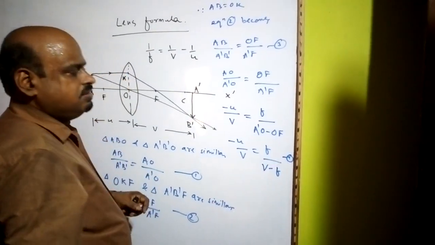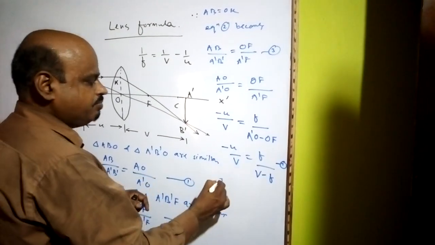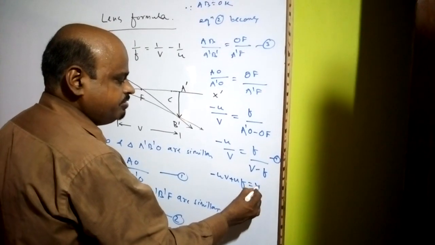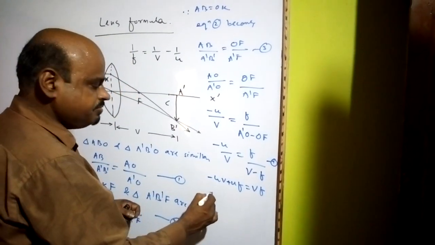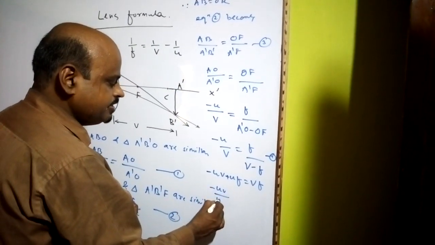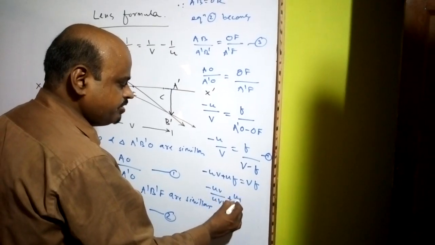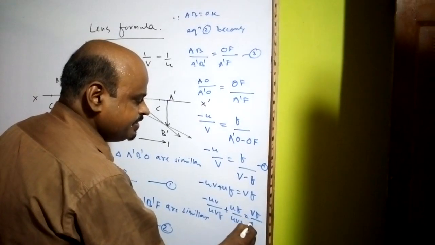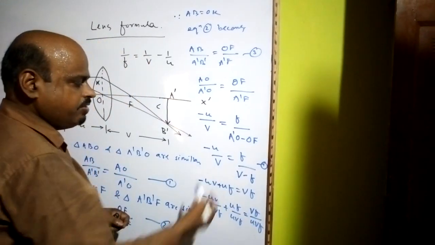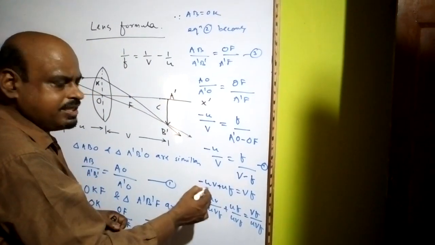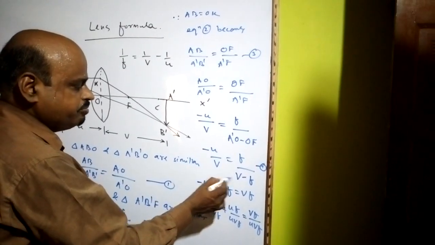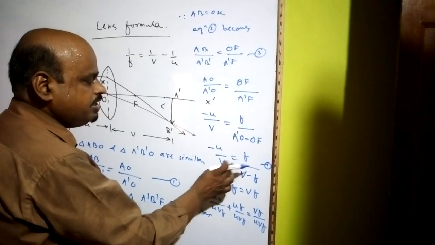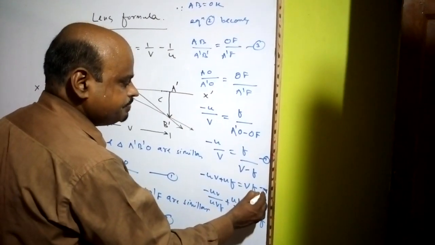Look here. Cross multiply: minus uv plus uf equal to vf. Then divide by uvf: minus uv by uvf plus uf by uvf equal to vf by uvf. In equation 4, cross multiplication: minus u into v is minus uv, minus u into minus f is plus uf, v into f. So this is equation 5.